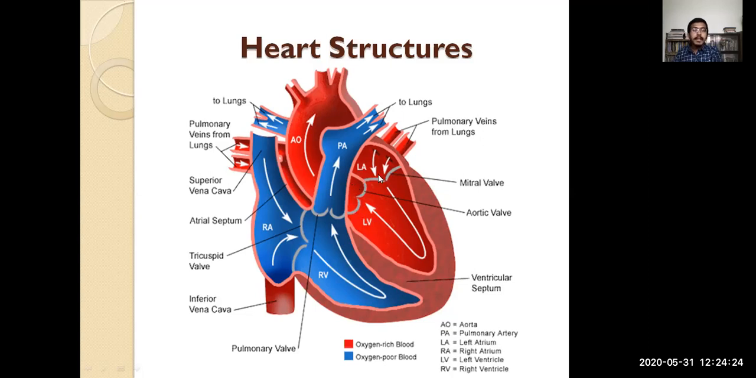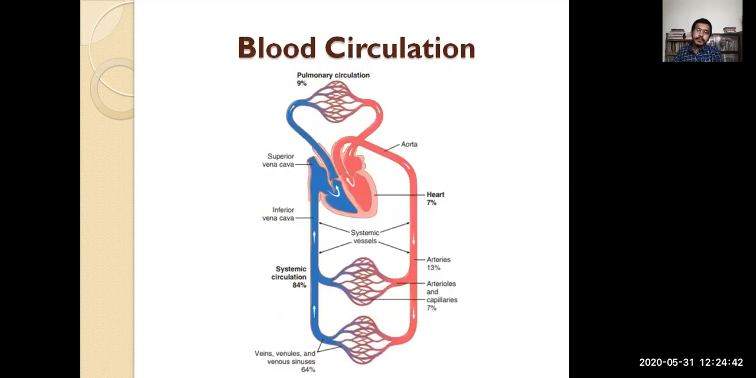At that time, there is the closure of the mitral valve or bicuspid valve, so that the blood won't again be taken back into the left atrium, and through this aorta the blood is distributed to different parts of the body by the different branches of this aorta. This picture is clarifying the normal pathway of blood distribution through the different branches of the aorta.